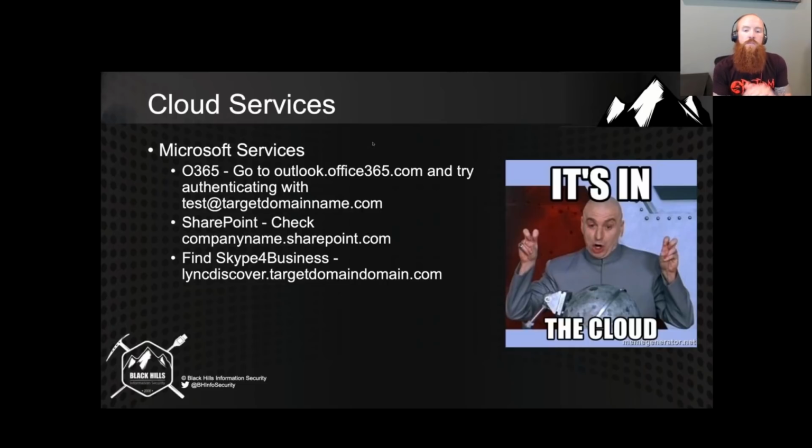One of the ways we can find out if you're using O365 is to go to outlook.office365.com and try authenticating with something like test@yourdomainname.com. If you use O365, it will simply redirect to your own portal. That's just the way O365 is set up. For SharePoint, similarly, you can check for companyname.sharepoint.com, and a lot of times you'll find that they use SharePoint based off just the subdomain. To find Skype for Business, look for lyncdiscover, similar to autodiscover in the way that OWA works.